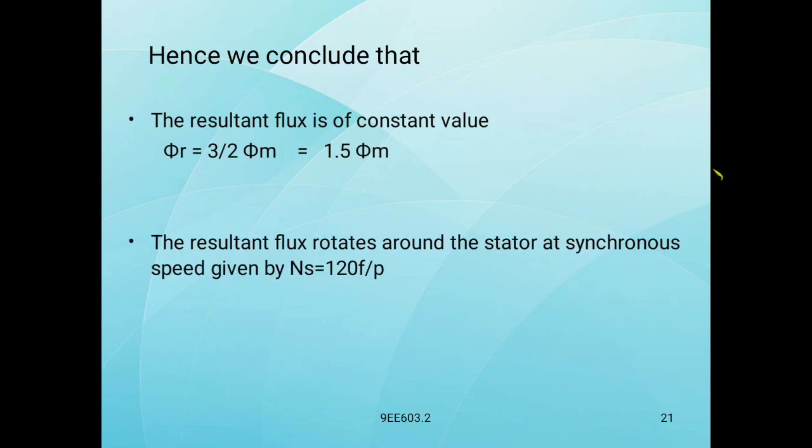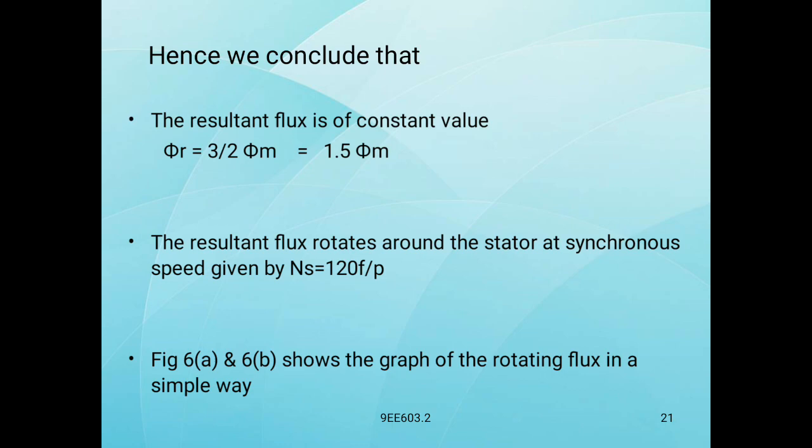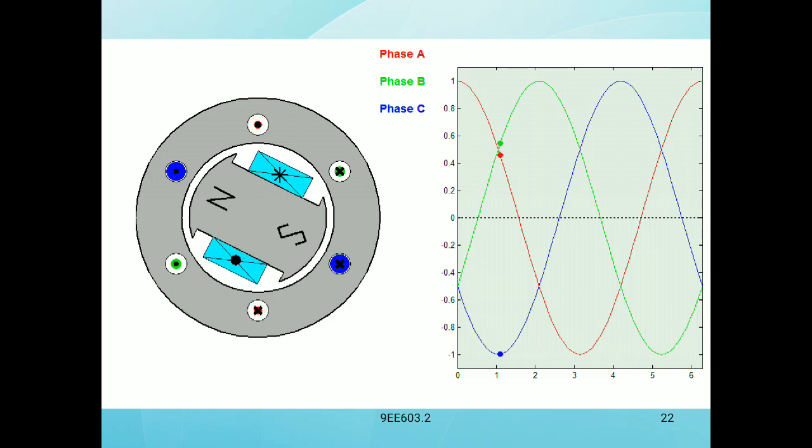Here the resultant flux rotates around the stator at a synchronous speed given by Ns, that is 120 f by P. Now figure 6a and 6b show the graph of the rotating flux in a simple way. So now here see, observe this one.